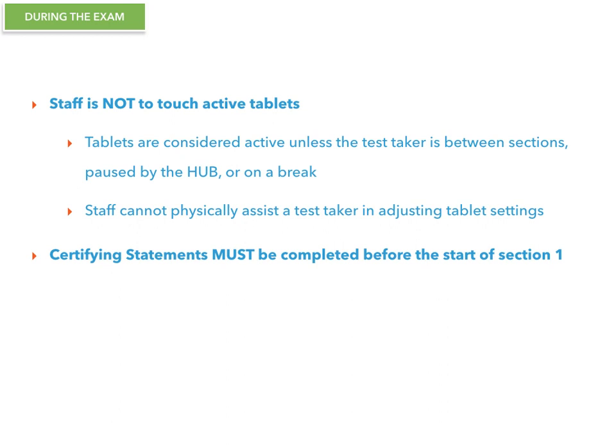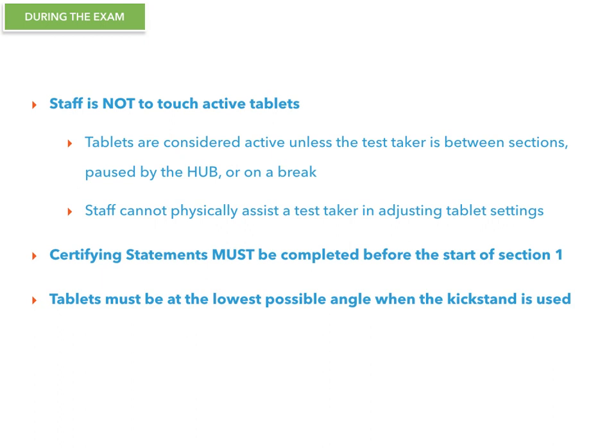If the test taker chooses to use the kickstand, it must be folded all the way upward, putting the tablet at the lowest possible angle to avoid their screen being visible to other test takers. Once the first section of the test has started, the room supervisor and proctor should turn off most of the extra tablets, leaving just a few on in case of malfunction. Remember, tablets cannot be assigned to a test taker if the battery level is below 80%.